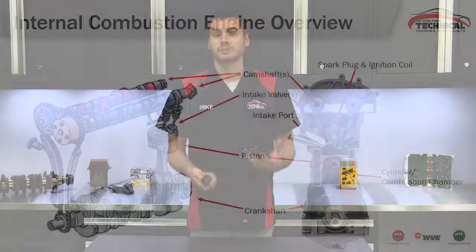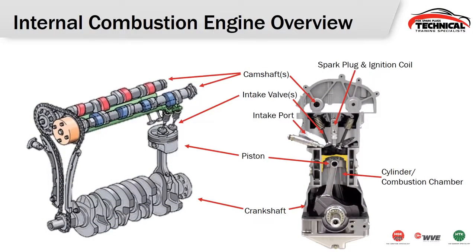We bring it into the cylinder, we bring the piston up, we close both of the valves, and we squeeze that mixture really tight, and then we use our spark plug and ignition coil and the ignition system in general to ignite that mixture at just the right time, just that proper time, and then we force that piston back down and drive that crankshaft around.